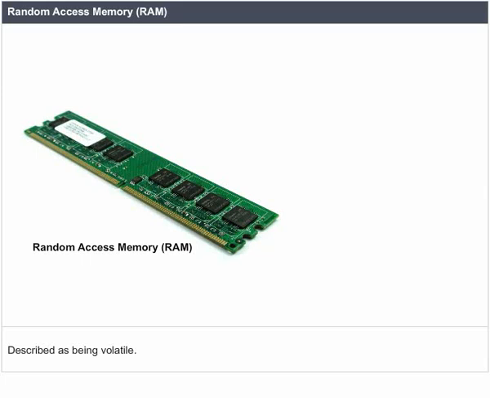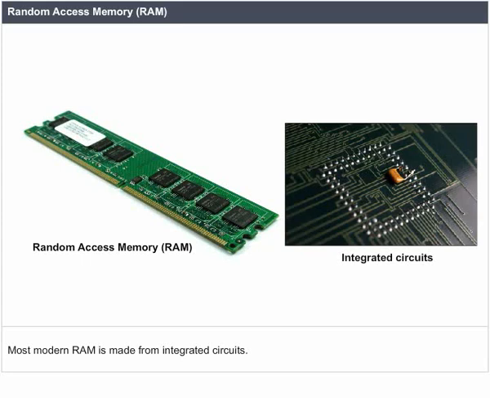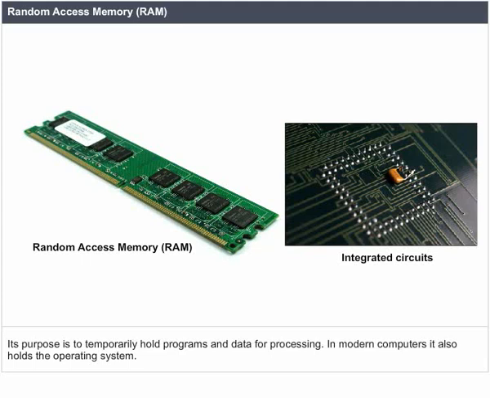Described as being volatile. It is direct access as it can be both written to or read from in any order. Most modern RAM is made from integrated circuits. Its purpose is to temporarily hold programs and data for processing. In modern computers, it also holds the operating system.